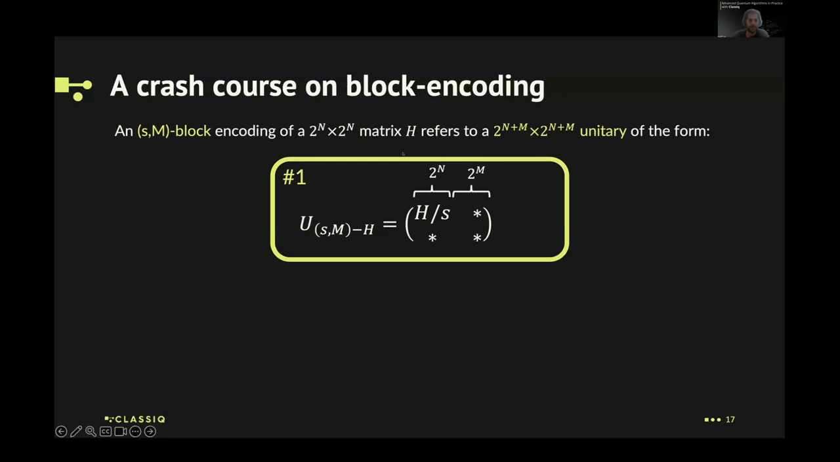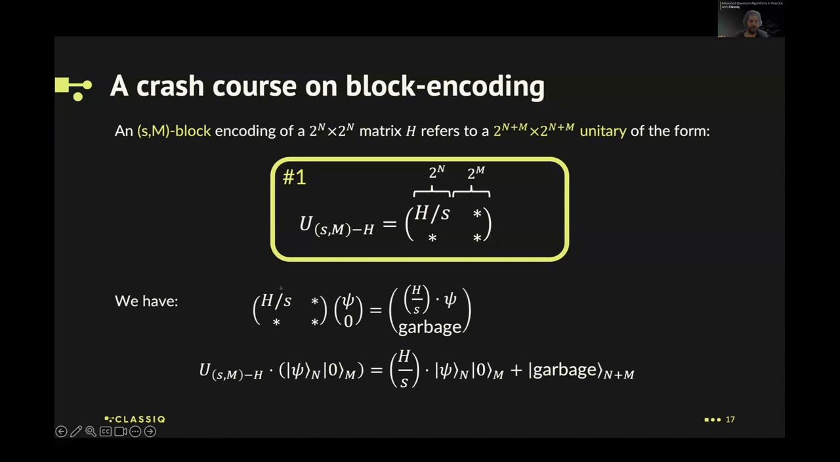So this is a definition. I have my Hamiltonian matrix, which is 2^n by 2^n, and an (S, m) block encoding of this matrix refers to a unitary matrix that looks like this. This is how I designate it: a block encoding of H. It is a bigger matrix where on the diagonal we have H, which is 2^n by 2^n, and I complete it to be unitary with another 2^m dimension. This matrix is unitary, and S is this factor. So this is the first thing.